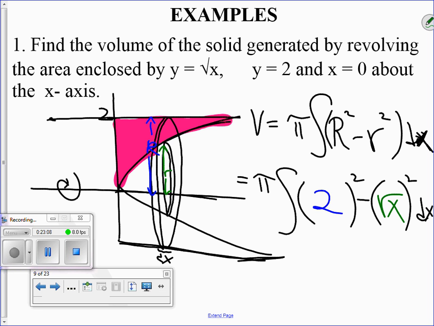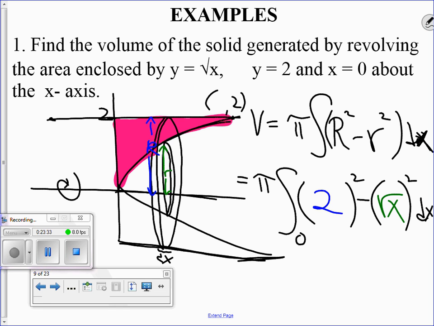Now we need the limits of integration. We want to add these up from the smallest x to the greatest x. What is the smallest x of our shaded region? 0. Now the thing is, I want to go from here to here. I know the y coordinate of this point is 2, because that's the line y equals 2, but I need to know the x coordinate of that point.